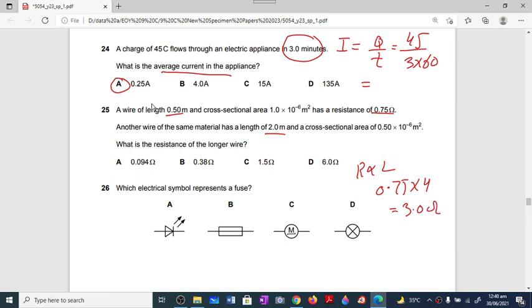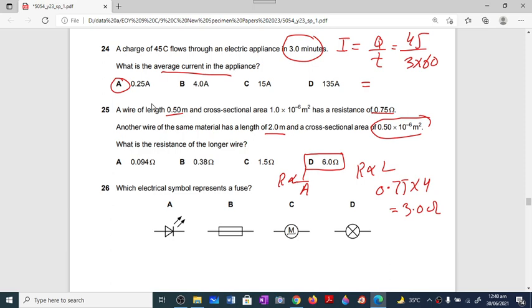Now, the cross-sectional area will be halved. And we know that resistance and cross-sectional area are inversely proportional. So if the cross-sectional area is halved, then the resistance will be doubled. So it will be double of 3.0, which is 6 ohm.